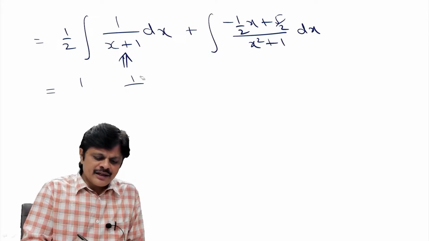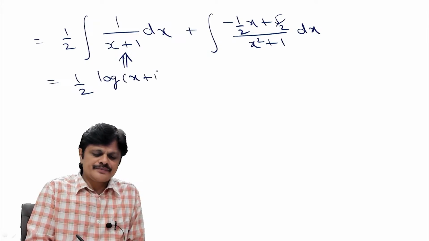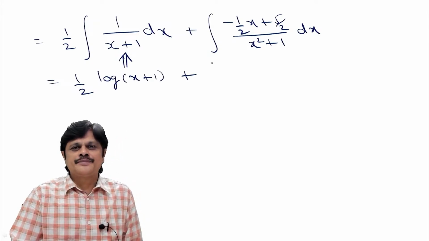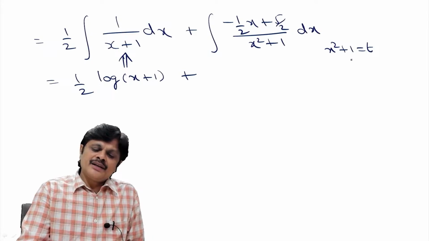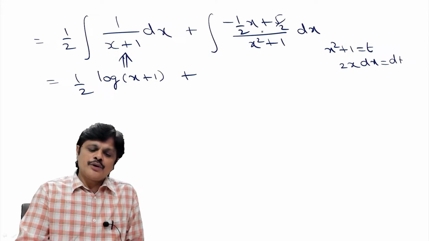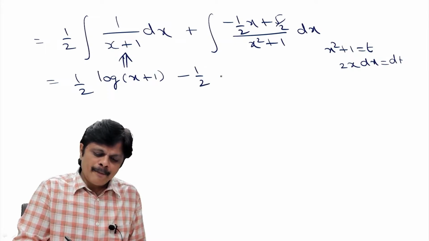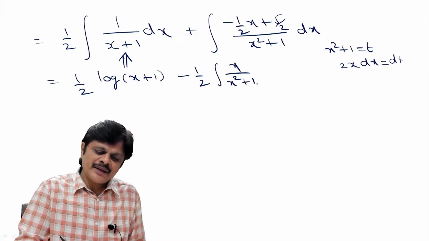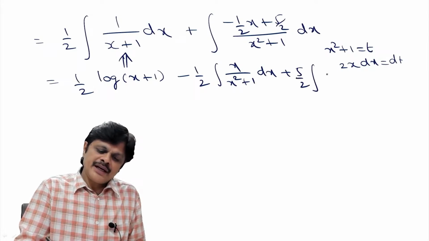So how can you arrange it? Shall I write the answer for this? What is the answer for this? Log of denominator. This one we need to solve. So you put x square plus 1 is equal to t in this. So what happens? 2x dx would be dt. So here we can divide into two parts actually. The first part would be integral minus half into x by x square plus 1 dx, and the other part would be 5 by 2 integral dx by x square plus 1.